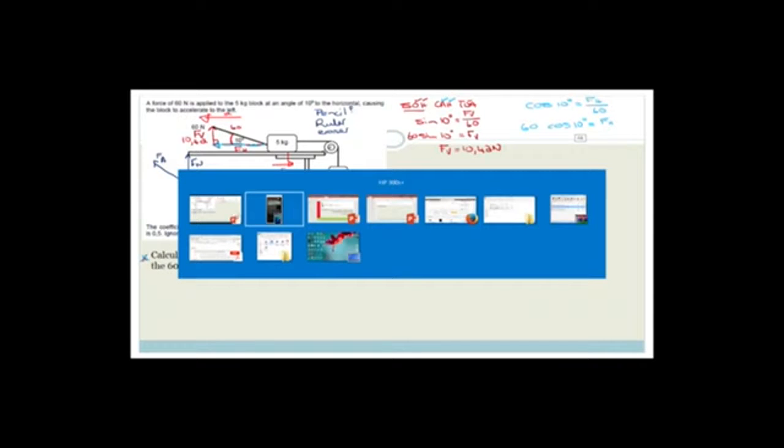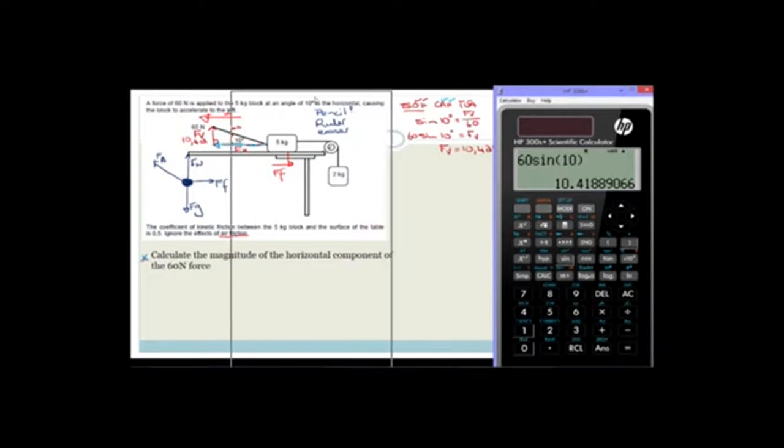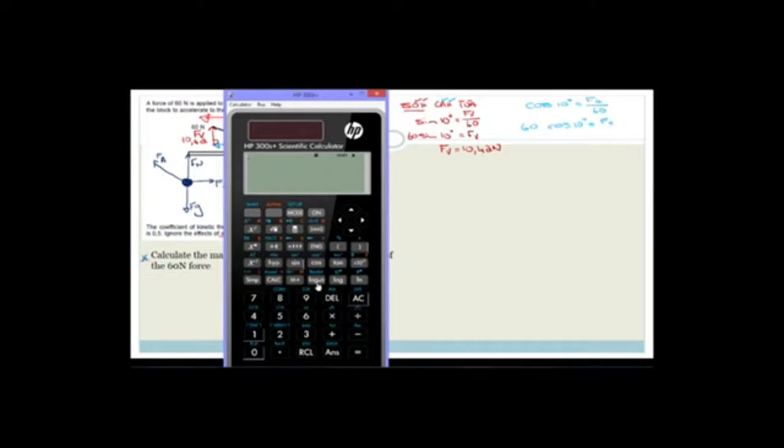incorrectly. Okay, so we're going to say cos of 10 degrees equals the adjacent, which is the horizontal component, over the hypotenuse of 60. So we've got 60 cos 10 degrees equals the horizontal component. So let's just go find that. So we're going to go 60 cos 10 close bracket equals, and it's 59 point.